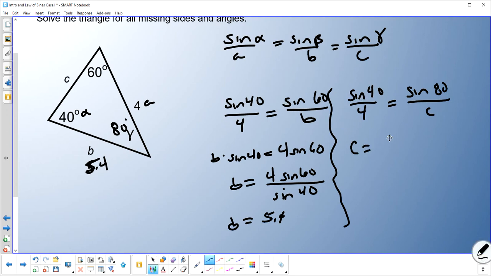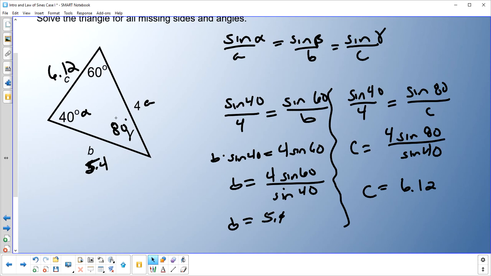If we do that, C is going to end up equal to 4 times sine of 80 over the sine of 40. And then solving for C, we're going to get 6.12. So we have 6.12 on this side.